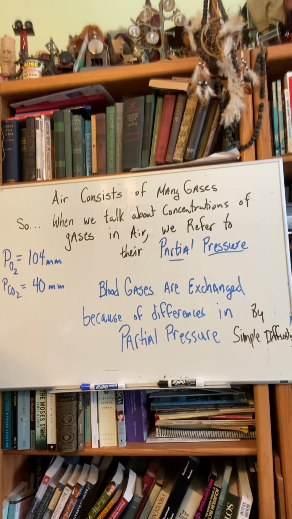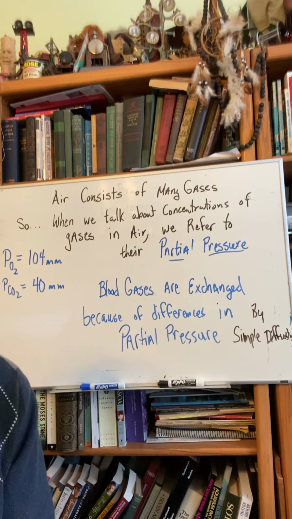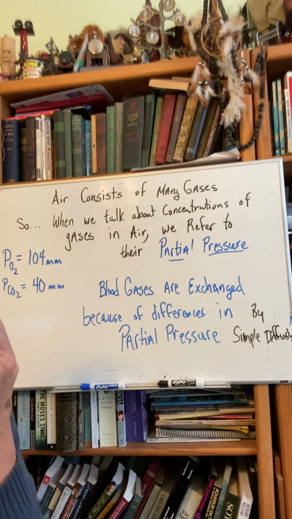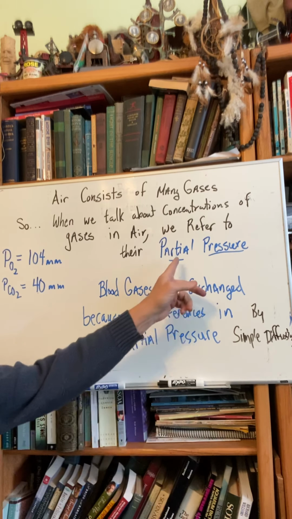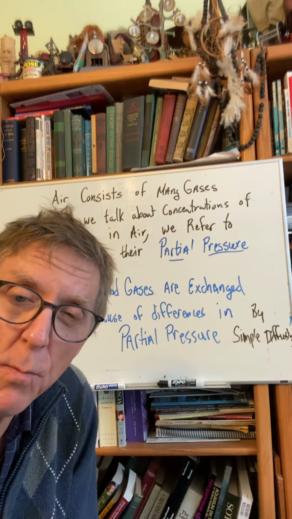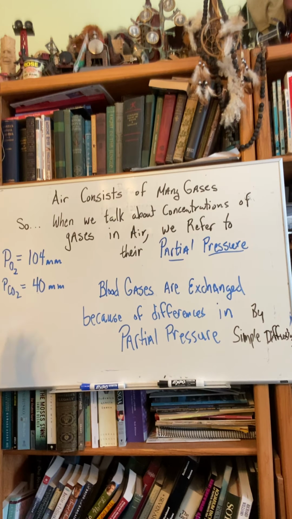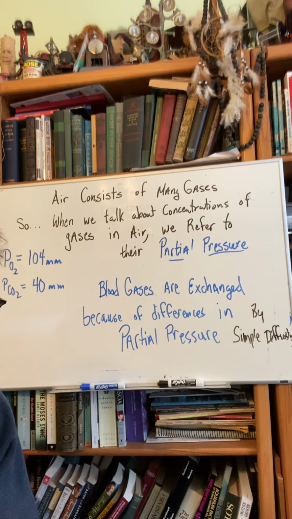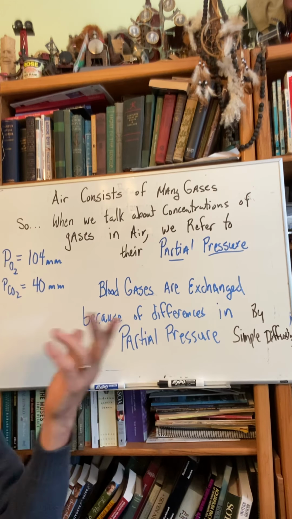All right, so when we talk about the dissolved oxygen or the dissolved CO2, the most important blood gases in blood, we refer to it as partial pressure. And the reason we refer to these as partial pressure is because air consists of many gases. So when you talk about a concentration of one of the gases that is present in air, you're going to refer to it as its partial pressure.